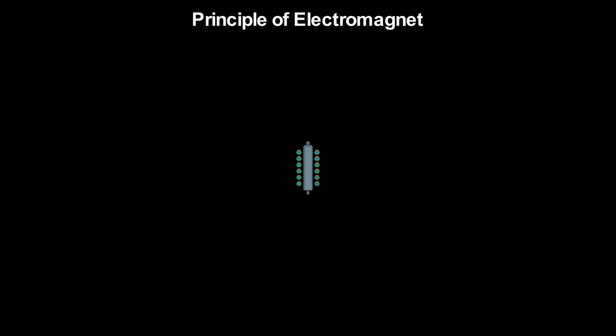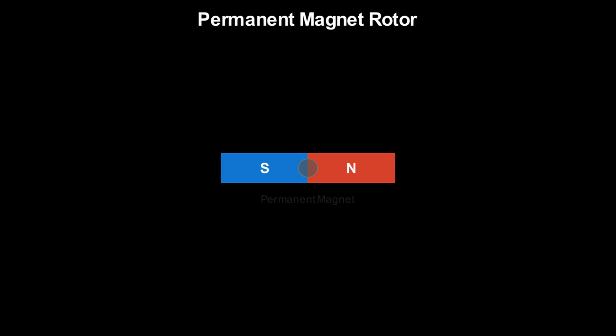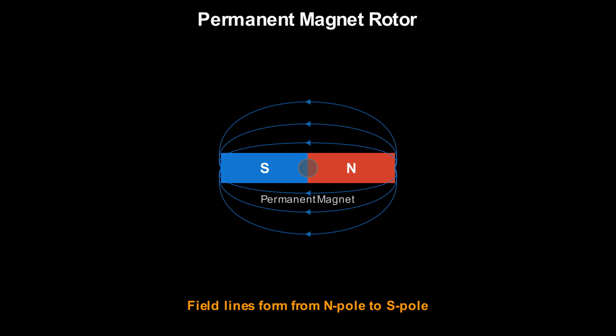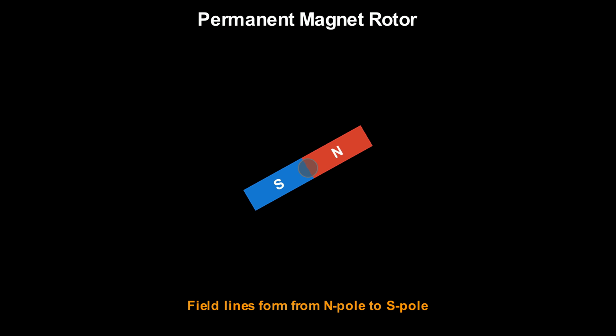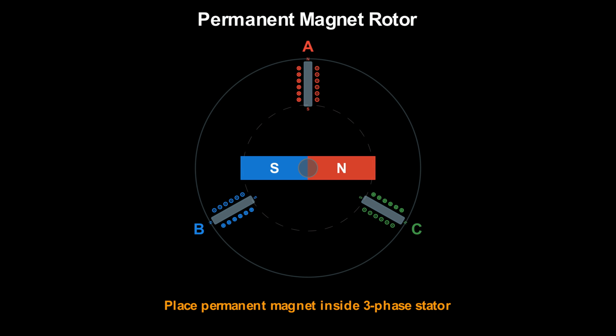Now, a BLDC motor is a three-phase system where the stator coils are spaced 120 degrees apart, and by applying current, we turn them into electromagnets. Now, the rotor is made of permanent magnets. Unlike the electromagnets we just discussed, these maintain their magnetic field without needing any electric current. We use these magnets for the rotor, placing them inside the three-phase stator, just like this. Through the interaction between the stator and the rotor, we generate rotational force. And that's exactly what a motor is.